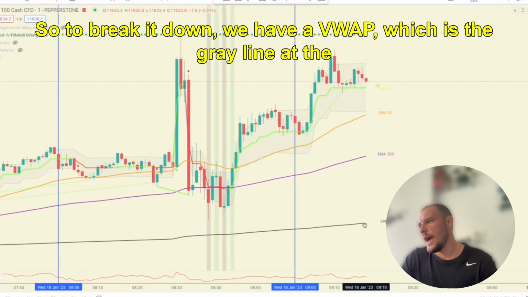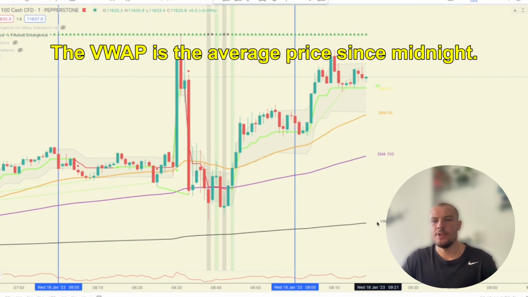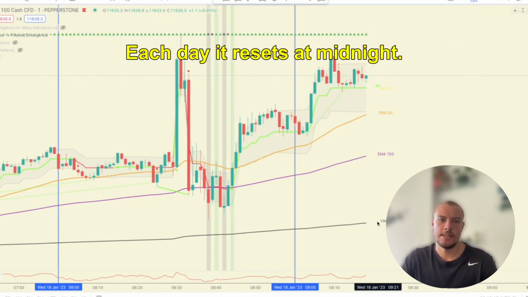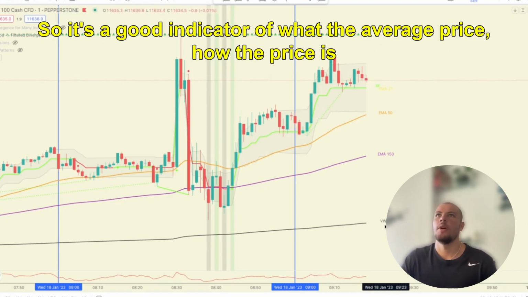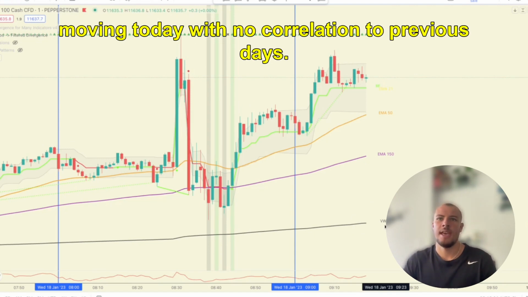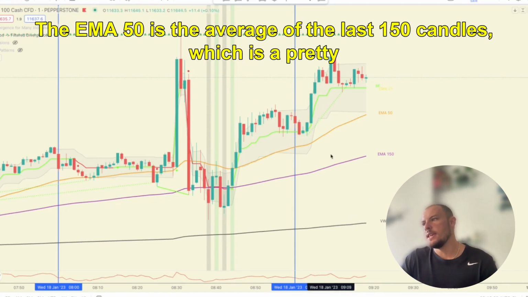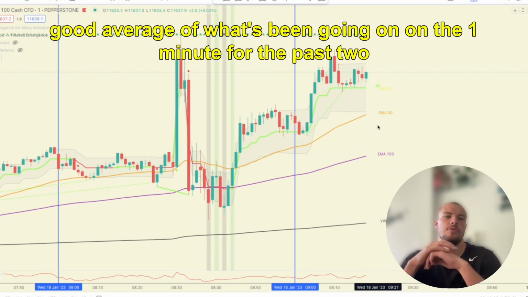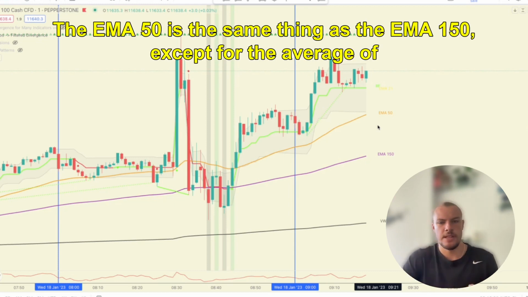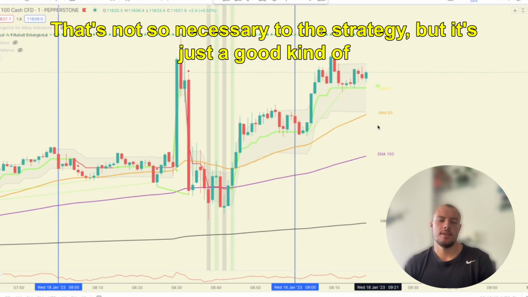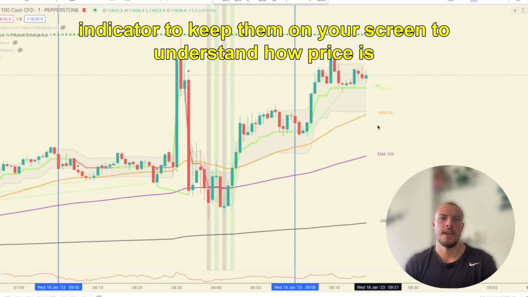To break it down, we have a VWAP, which is the gray line at the bottom. The VWAP is the average price since midnight. Each day it resets at midnight. So it's a good indicator of how the price is moving today, with no correlation to previous days. The EMA 150 is the average of the last 150 candles, which is a pretty good average of what's been going on the 1 minute for the past 2.5 hours. The EMA 50 is the same thing, except it's the average of the last 50 candles. That's not so necessary to the strategy, but it's a good indicator to keep on your screen to understand how price is moving.